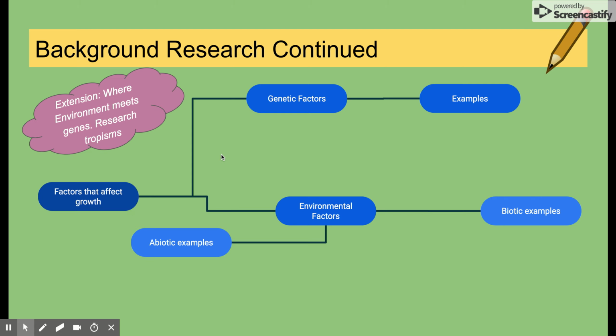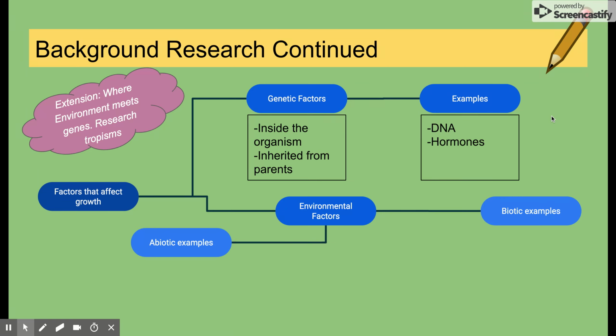So the first one that we're going to look at is genetic factors. Genetic factors are what is inside the organism. It is that DNA, those chromosomes that are inherited from the parents. Every living thing has DNA in their cells. It's found in the nuclei of the cells, and you get it from your parents. So that is your genetic factors. So already you have something that is determining what you're going to become. Some examples of that are just that, DNA, and also your hormones. Your hormones are genetic factors. So it's things that affect you from inside.